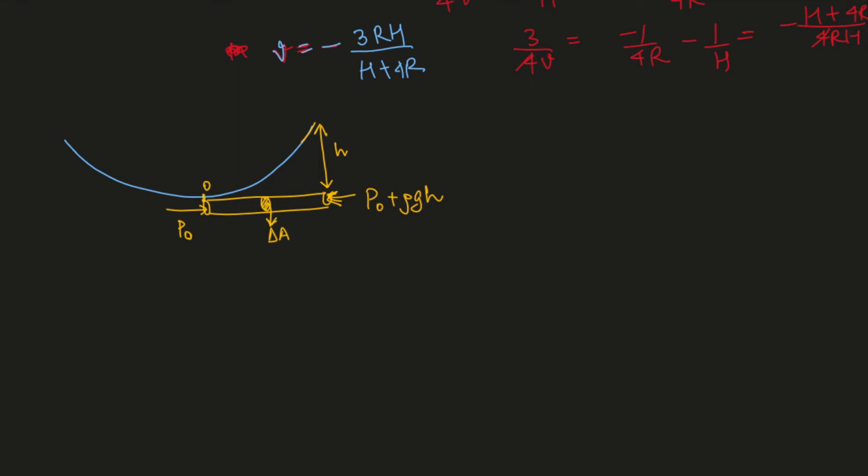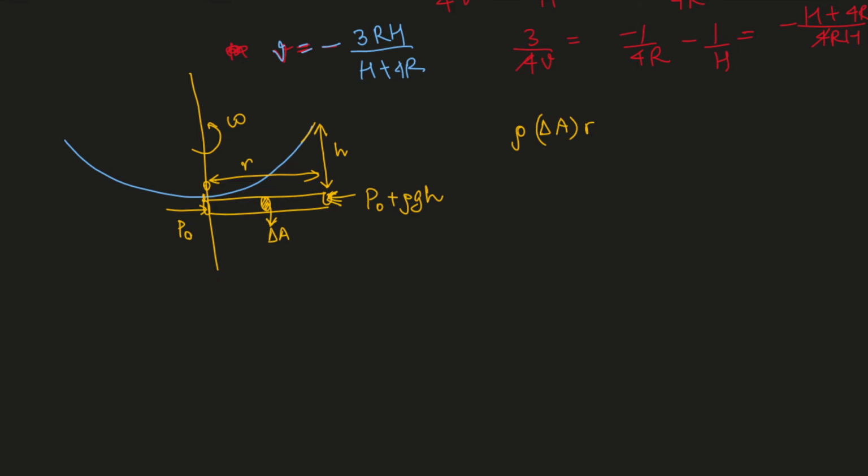Let's say it's delta A, and the length of this is just the radius r. So the mass of this volume is rho times delta A times r. This is the mass of this volume, and it is going around this axis at an angular speed of omega.